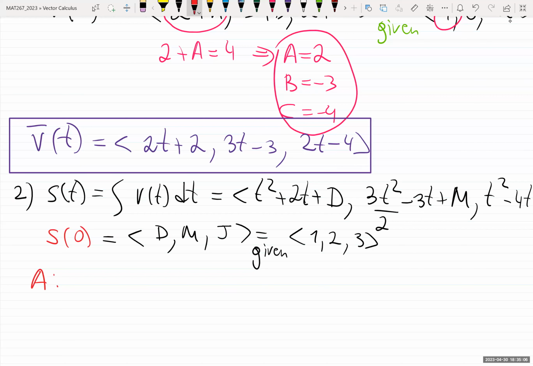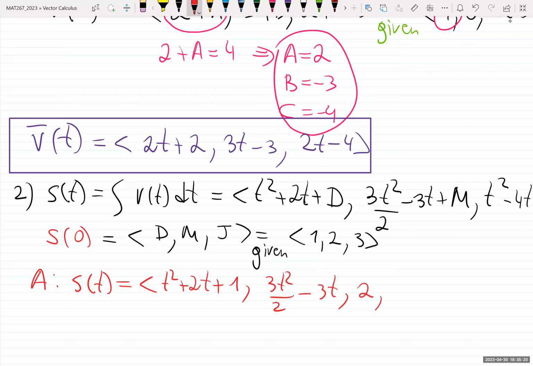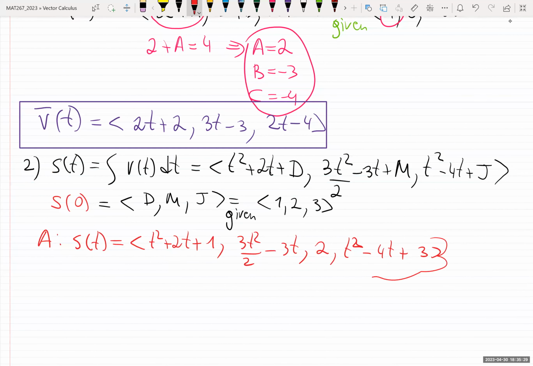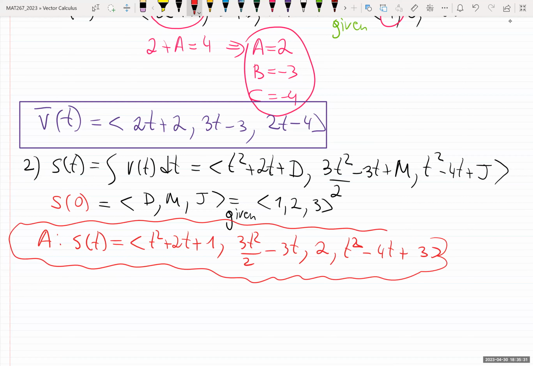Answer: S of t equals t squared plus 2t plus d, which is 1, 3t squared over 2 minus 3t plus m, which is 2, t squared minus 4t plus j, which is 3. And that is the answer. Beautiful. That's a position function.